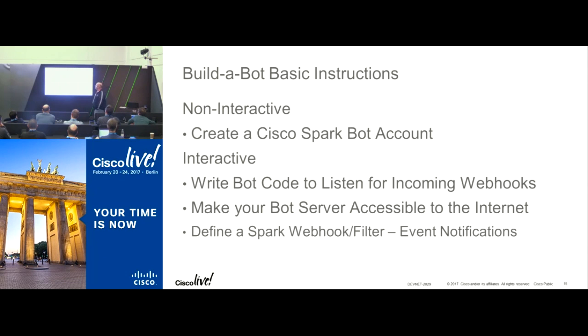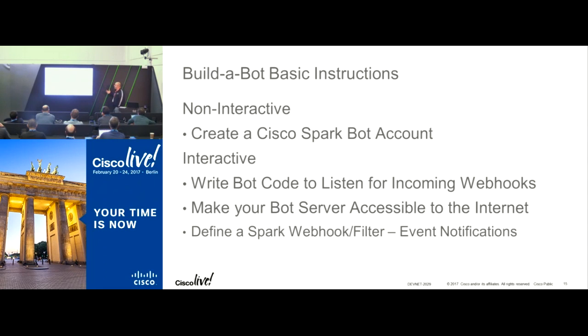For something non-interactive, like that notification script that we showed you, again, it can be four or five lines of code, one curl command in a cron job. All you need to do on the Cisco Spark site is create a bot account, right? So you have that access token you can paste into the script. You're off and running.